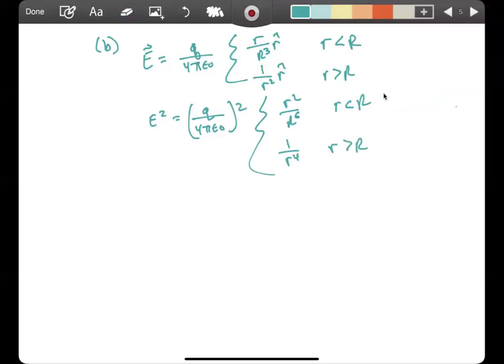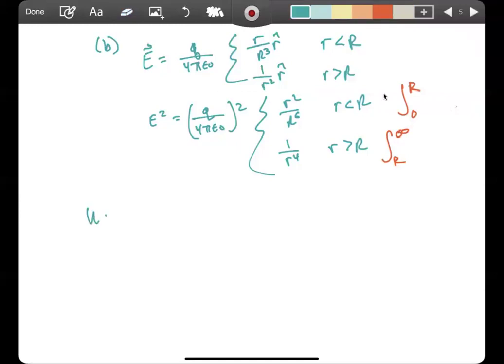Now, since we have to integrate over the entirety of the space, and we have two different electric fields, we have to break up our integral into two different integrals. For the first, we integrate from the origin up to the radius of the sphere. And for the second, we integrate from the radius of the sphere out to infinity, because we have to integrate over the entirety of the space. Otherwise, that work is not true. So let's put everything together.